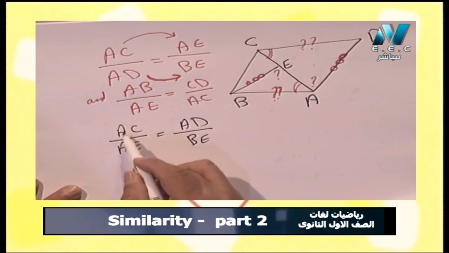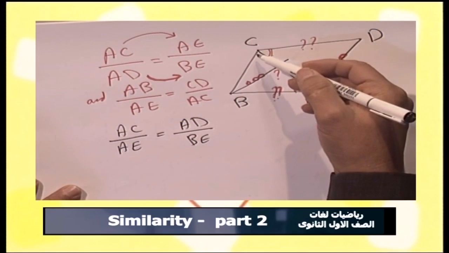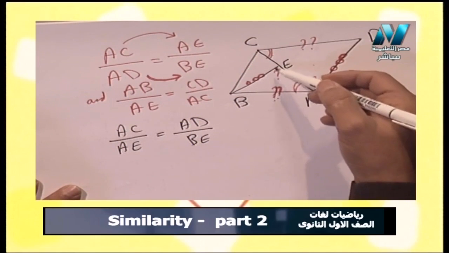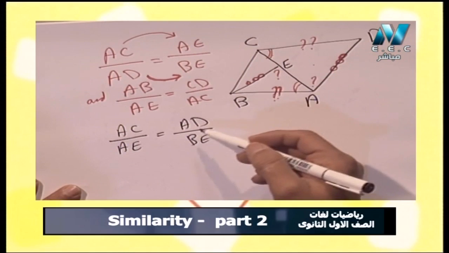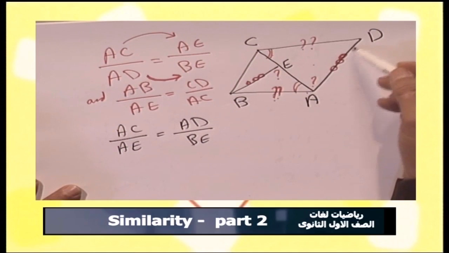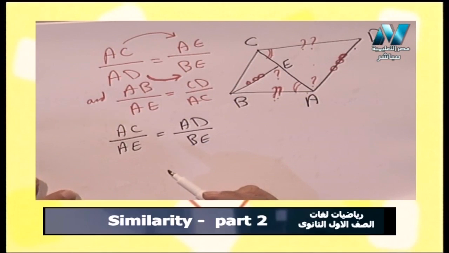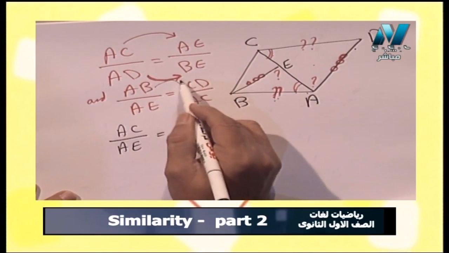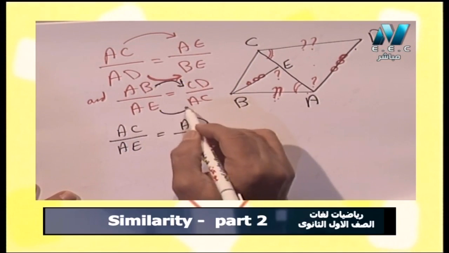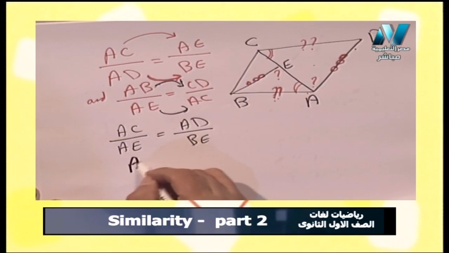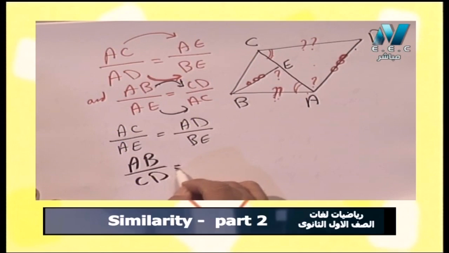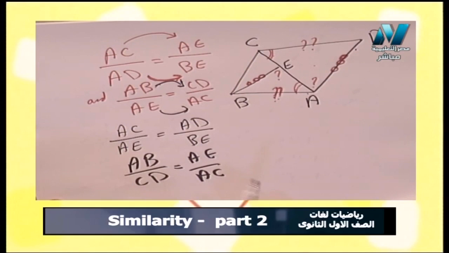Look at them. AC over AE, AC over AE. Yes, we transferred from one triangle to another, equals AD here over BE, the other triangle. Okay? And try to make the same thing with the other ratio. Here we have two ratios. If we put AB over CD, AB over CD will be equal to AE over AC. Try to look carefully at these two ratios.